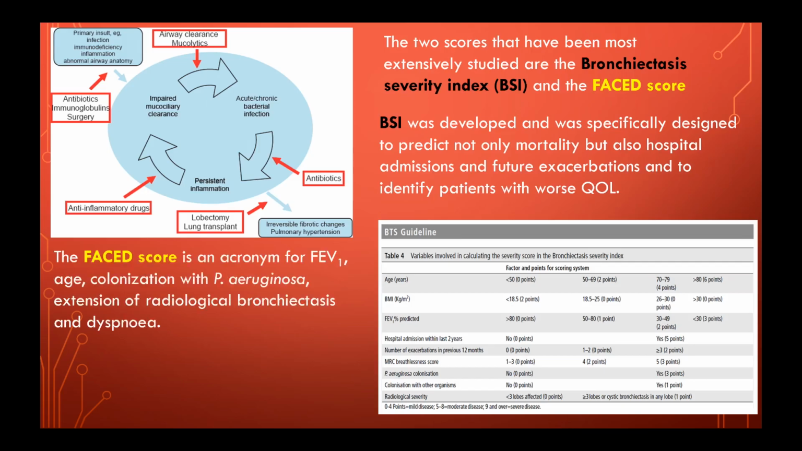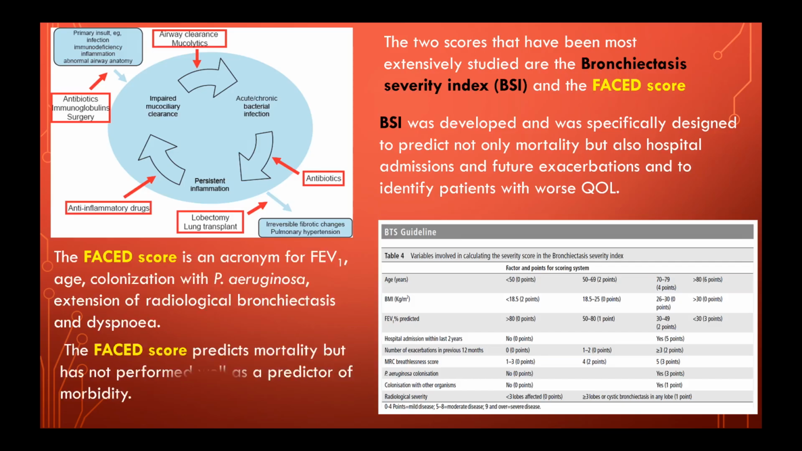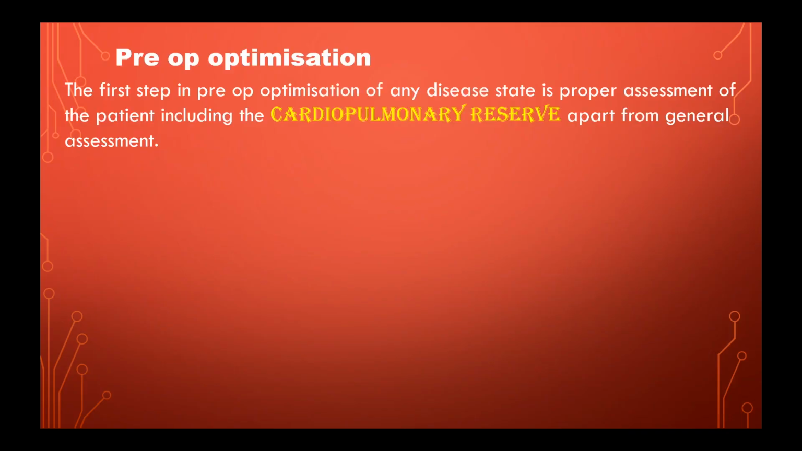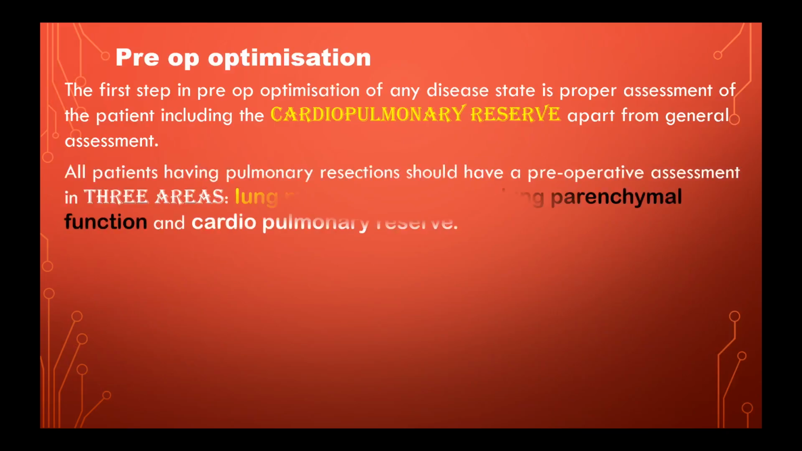Then there is another scoring system called PACE score. It's an acronym. FEV1, age, colonization with Pseudomonas aeruginosa, and the extension of radiological bronchiectasis and dyspnea. So the PACE score predicts mortality but has not performed well as a predictor of morbidity. So these two scoring systems are used, and the key of optimization that we have to do is first check the cardiopulmonary reserve. Apart from the general assessment of nutrition, control of nutrition, you must do a cardiopulmonary reserve testing.